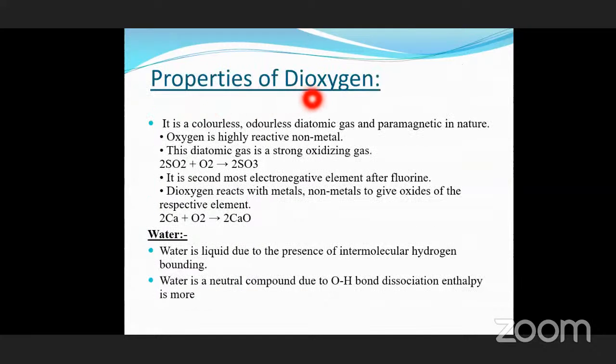Now, properties of dioxygen. We already know about the properties, but I will repeat them once again. It is colorless and also odorless. It is a diatomic gas. I told you just now, oxygen always contains di. Di means both, that is 2. That's why oxygen is always represented as O2. Diatomic gas and paramagnetic in nature.